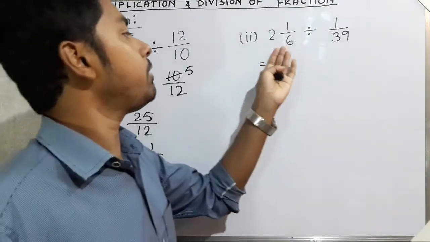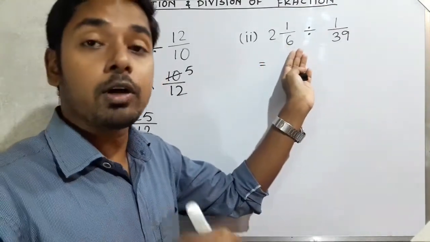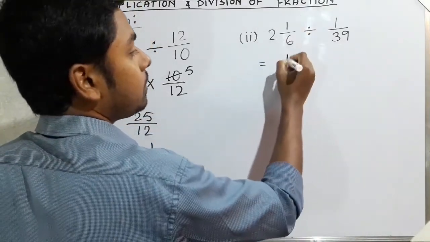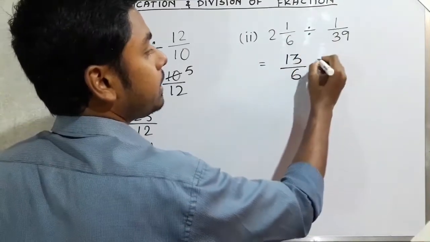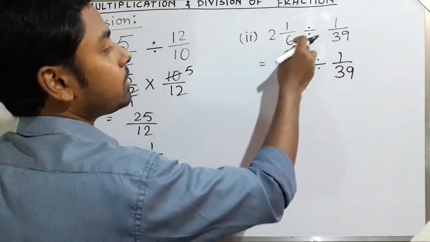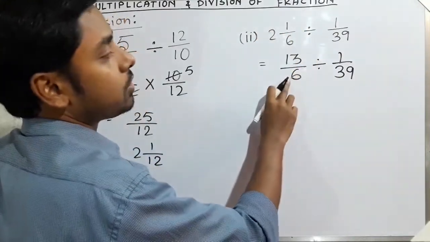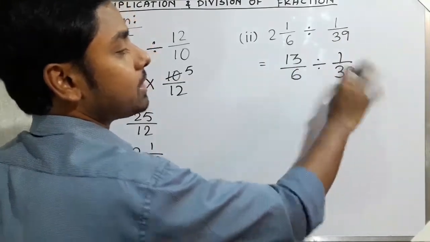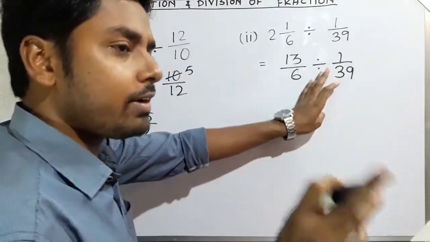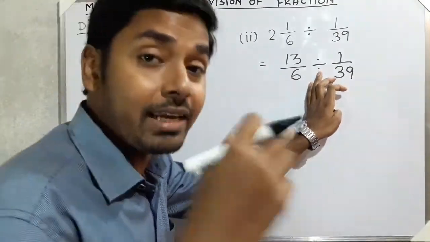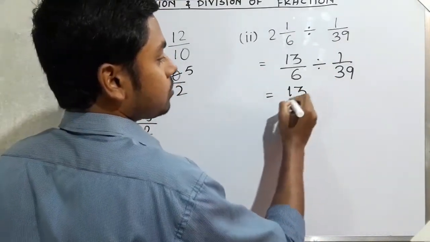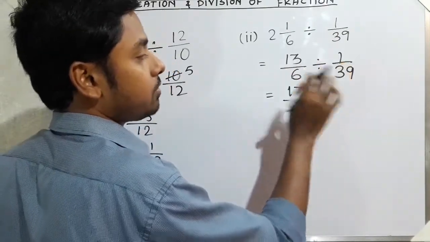Whenever you have a mixed fraction first, you have to convert it into an improper fraction first. So first of all, 6 2s are 12 plus 1, 13 by 6, then the divide sign, 1 by 39. What we have done is converted this mixed fraction into an improper fraction only, and all the other things will be the same as they are. Now divide sign means just one thing: you have to convert it into multiply, then you can cut, otherwise not.